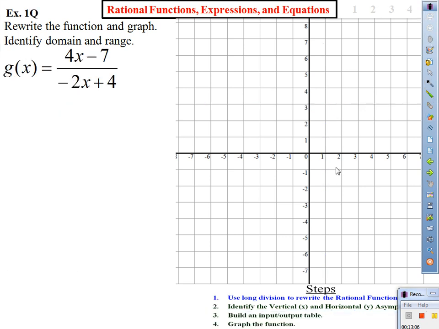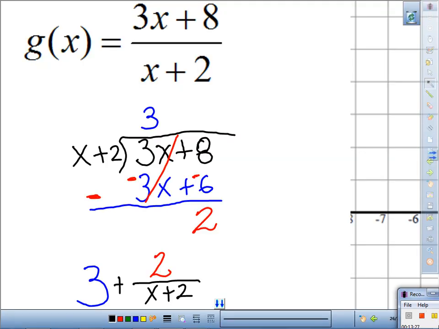Copy this one. Example 1 super cube. We got g of x equals 3x plus 8 over x plus 2. I'll give you a head start for that one. See if you can write your function using long division. Copy that and go. All right, check your work up to right there with the long division. And if you got it to right there, at least by yourself, okay. However, we need to rewrite that rational. Is that correct?